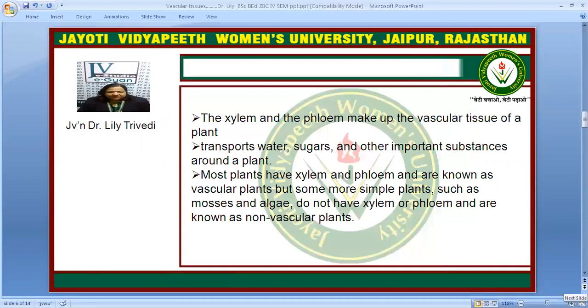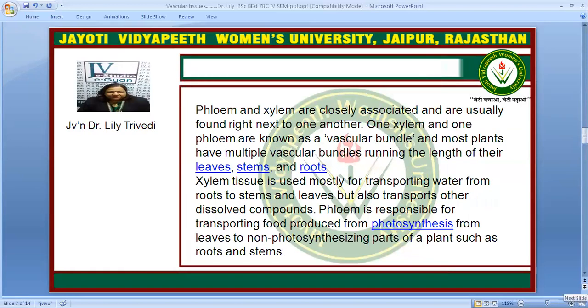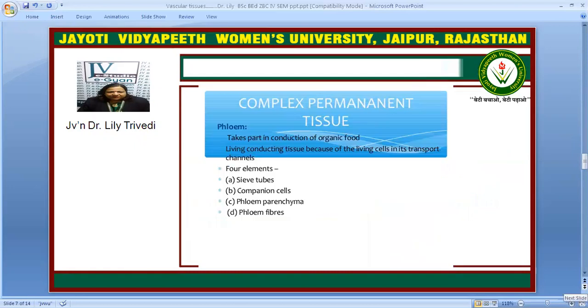The xylem and phloem make up vascular tissues of plants, as already said, and they transport water, sugar, and important substances. Now, those plants which have this xylem and phloem are known as vascular plants. But we have some simple plants like mosses and algae which do not have xylem and phloem and therefore are called non-vascular plants. Xylem and phloem are also always associated together in the form of vascular bundles. Now they transport water from roots to leaves. Phloem is responsible for transporting the food produced from photosynthesis.